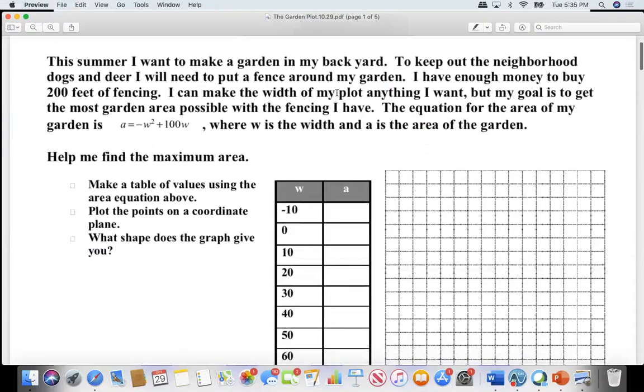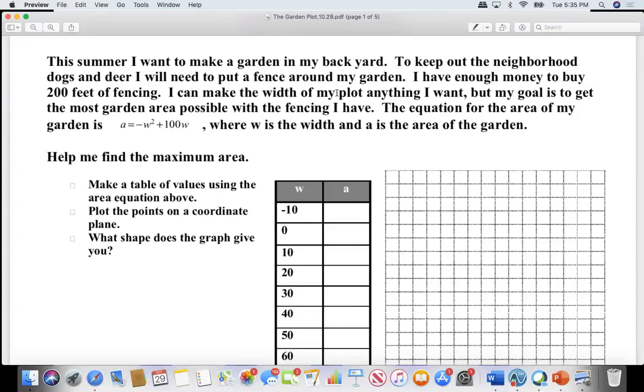So here's our situation. This summer I want to make a garden in my backyard to keep out the neighborhood dogs and deer. I need to put a fence around my garden. I have enough money to buy 200 feet of fencing. I can make the width of my plot anything I want, but my goal is to get the most garden area possible with the fencing I have. The equation for the area of my garden is A equals negative W squared plus 100W, where W is the width and A is the area of the garden.